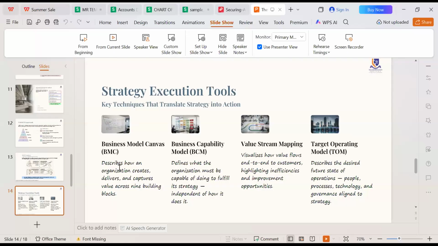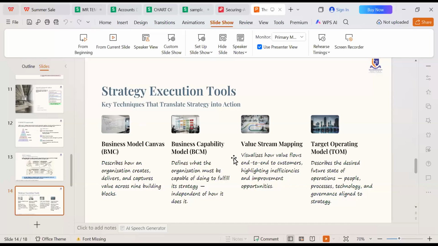So as BAs, we need to understand how to use this tool, the business model canvas, and the business capability model, that defines what the organization must be capable of doing to be able to achieve their strategic goals. We need to also understand value stream mapping, where we get to visualize how the value flows from end to end, from the customers to the employees, in actualizing the objective of the strategy, and also the target operating model.